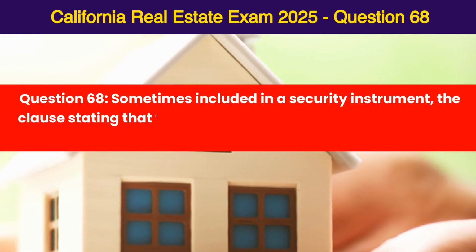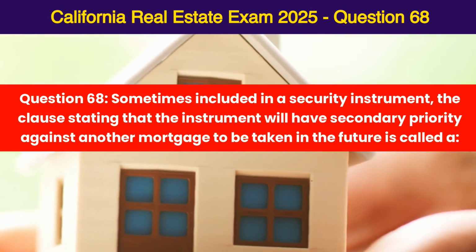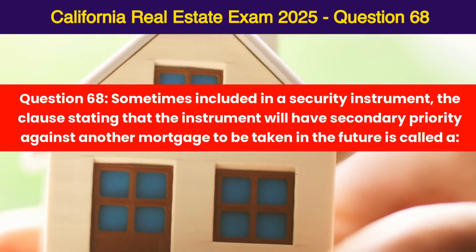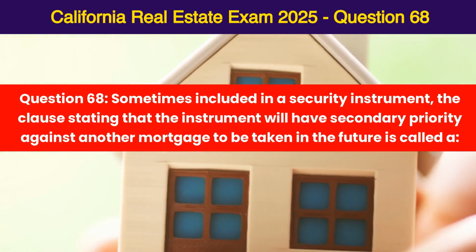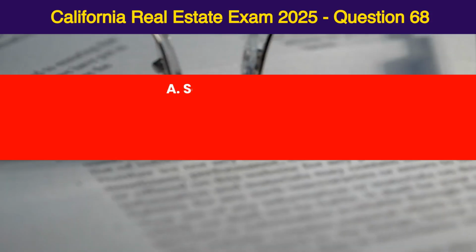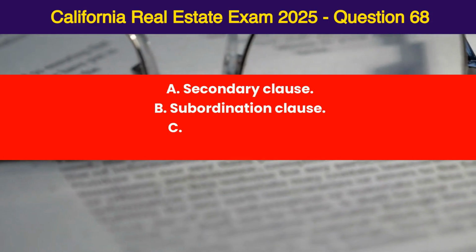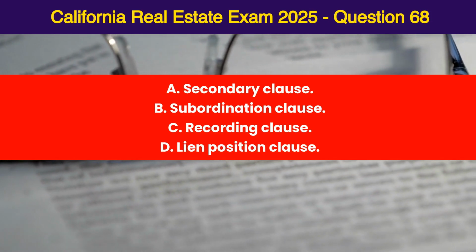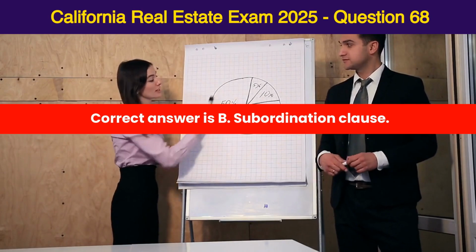Question 68. Sometimes included in a security instrument, the clause stating that the instrument will have secondary priority against another mortgage to be taken in the future is called A. Secondary clause, B. Subordination clause, C. Recording clause, D. Lien position clause. Correct answer is B. Subordination clause.